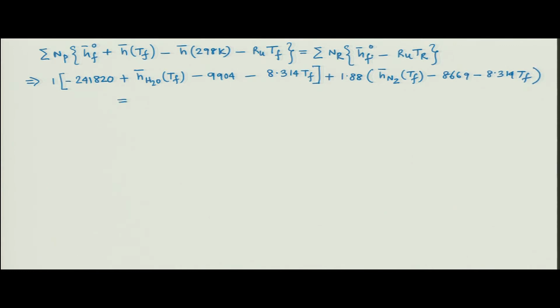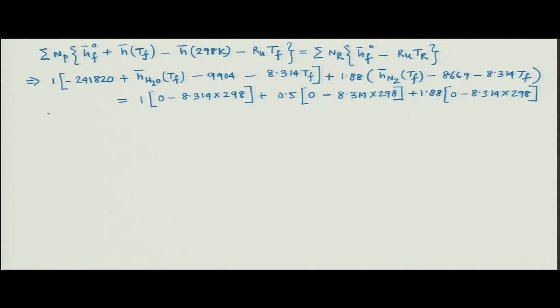On the right hand side we have the reactant species. You have 1 mole of hydrogen, and the enthalpy of formation of hydrogen is 0, minus Ru, 8.314, times the reactant temperature of 298 Kelvin. So, this is for hydrogen. Now, you have half a mole of oxygen, so 0.5, and the enthalpy of formation of oxygen is 0, minus Ru, 8.314, times 298, that is Ru times T. Now, you also have 1.88 moles of nitrogen, for which the enthalpy of formation is 0, and it is 8.314 into 298.